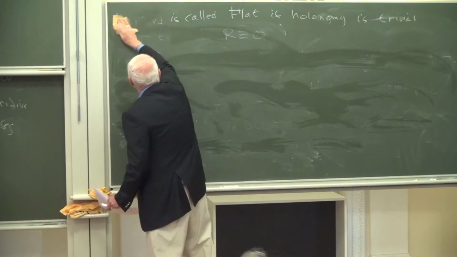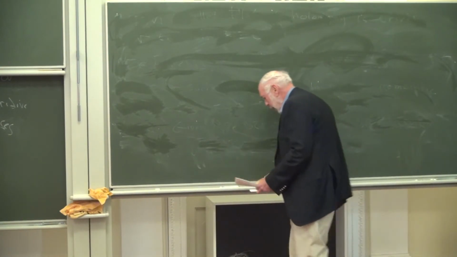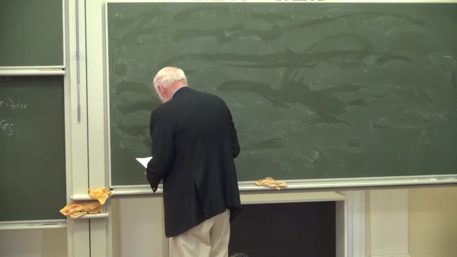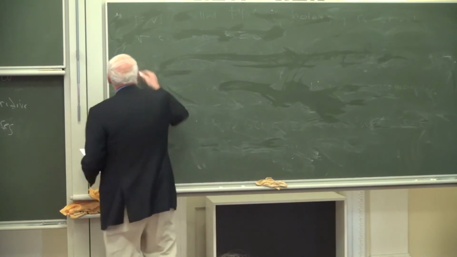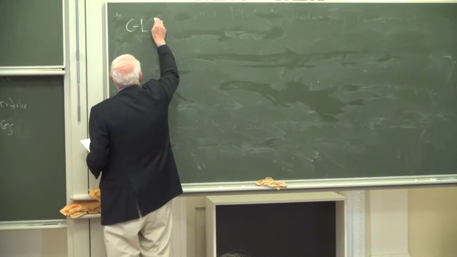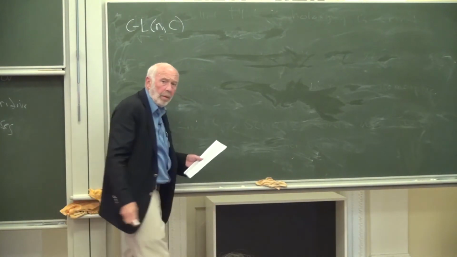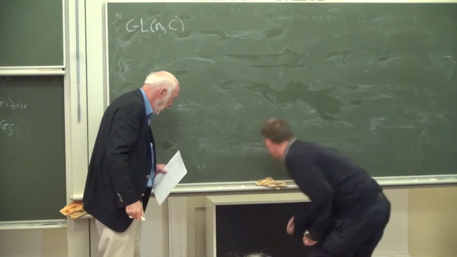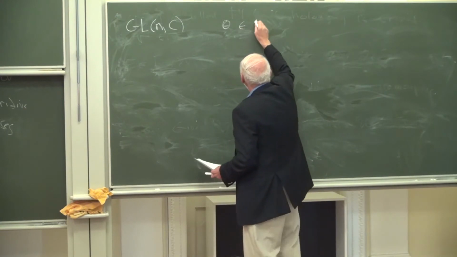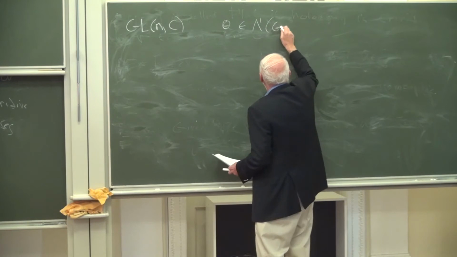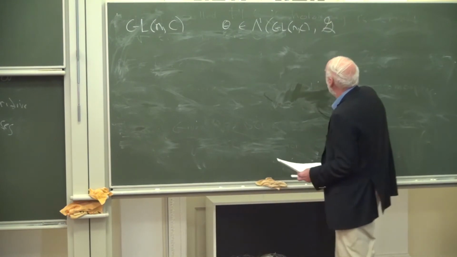So we go back to the group GLN. We go back to the group GLN, and so we have GLN C. And on GLN C, there's a canonical Lie algebra valued 1 form, theta, contained in wedge 1 of GLN C with coefficients in its Lie algebra.